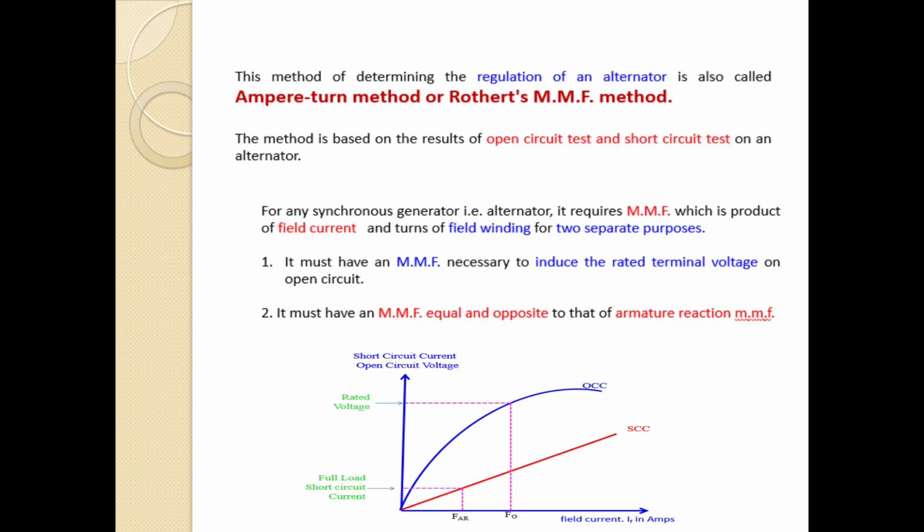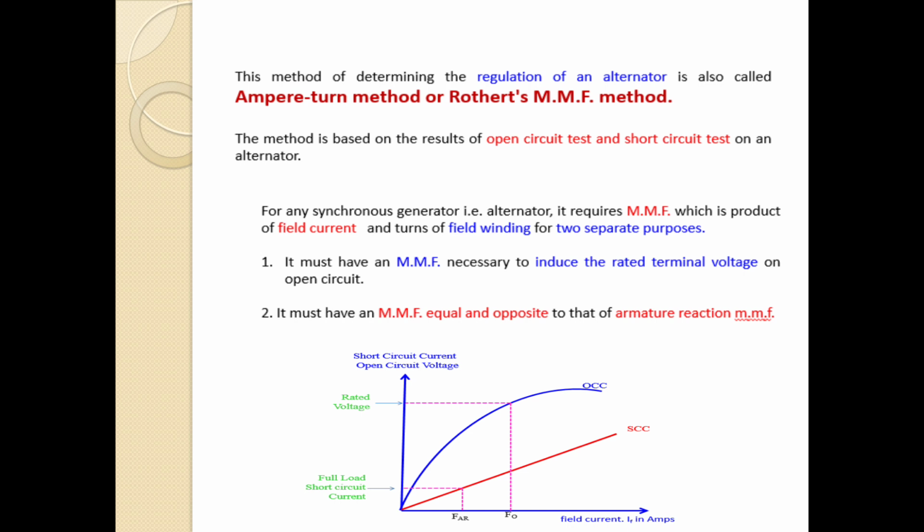armature reaction MMF. This method is the converse of the EMF method. In this method, the effects of winding impedance and armature reaction are replaced by equivalent ampere-turns. Hence, this method is called the MMF method. The required data for calculation of regulation are obtained from the open and short circuit tests of the alternator. IF1 is determined to give rated voltage V at no load, neglecting armature resistance drop.